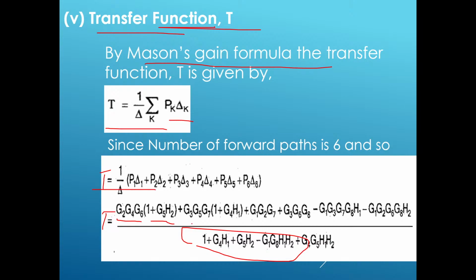Plus P2. What is P2? P2 is G3, G4, G5, G7. Substitute delta 2. Delta 2 is 1 plus G4H1. Substitute P3 into delta 3. Delta 3 is 1, so P3 into delta 3 is P3. Substitute P3 value, G1, G2, G7. Delta 4 value is 1, so substitute P4 here. P4 is G3, G6, G8. Delta 5 value is 1, so substitute P5 here. P5 is minus G1, G3, G7, G8. Delta 6 value is 1, therefore substitute P6. P6 is minus G1, G2, G6, G8.